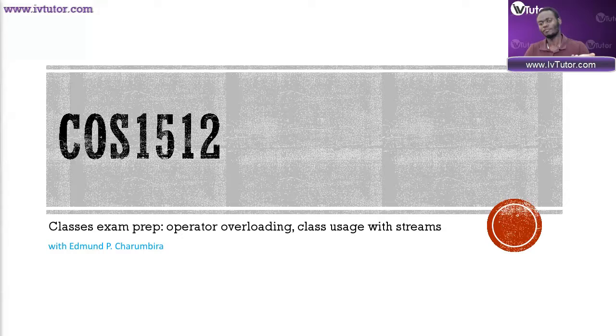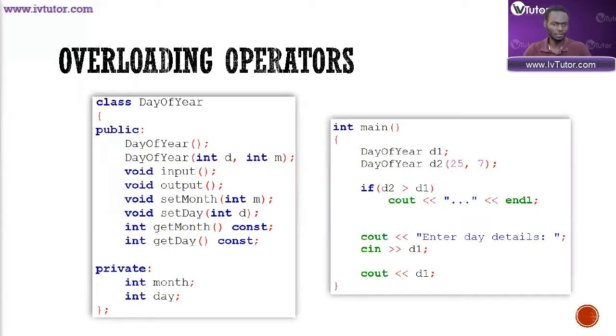So we're just going to carry on from our day of year example that we've been looking at under class basics. So if you haven't watched that video, please go and do that. And basically, we've got this class here, day of year, which represents a day of the year. And when it comes to operator overloading, right? Usually it's because of what we want to do in the main function here, which is where we want to use our day of years.